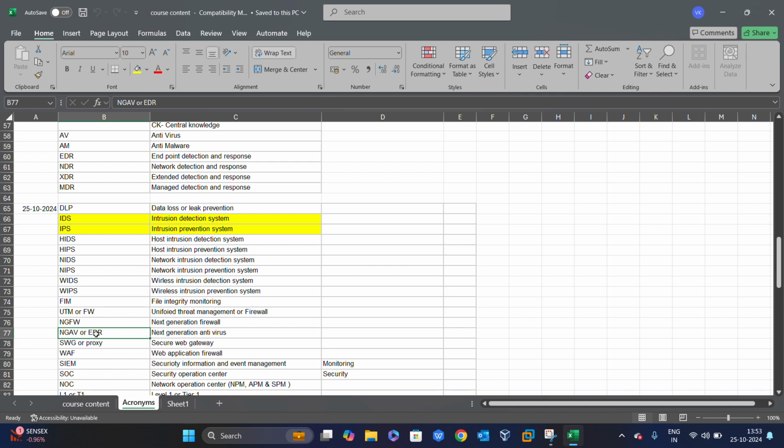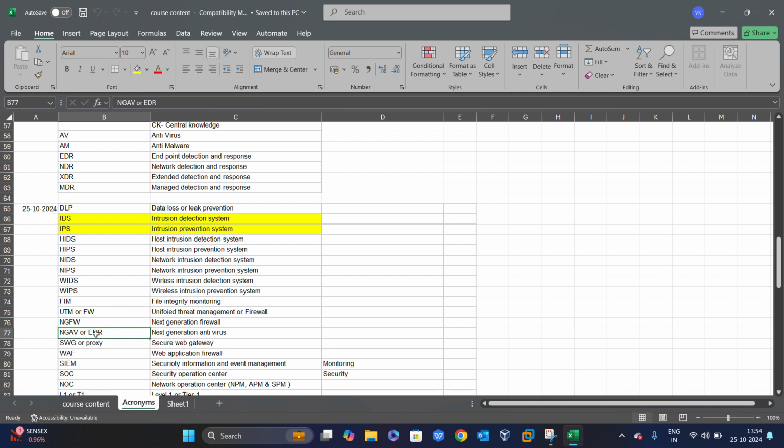Okay. Next abbreviation, SWG. SWG is nothing but secure web gateway. What is a secure web gateway? This is also called a proxy. So what is meant by a proxy interview? The original candidate will not attend the interview on behalf of the original person. Some other people will attend the interview. That is called a proxy interview, right? So what is proxy here?